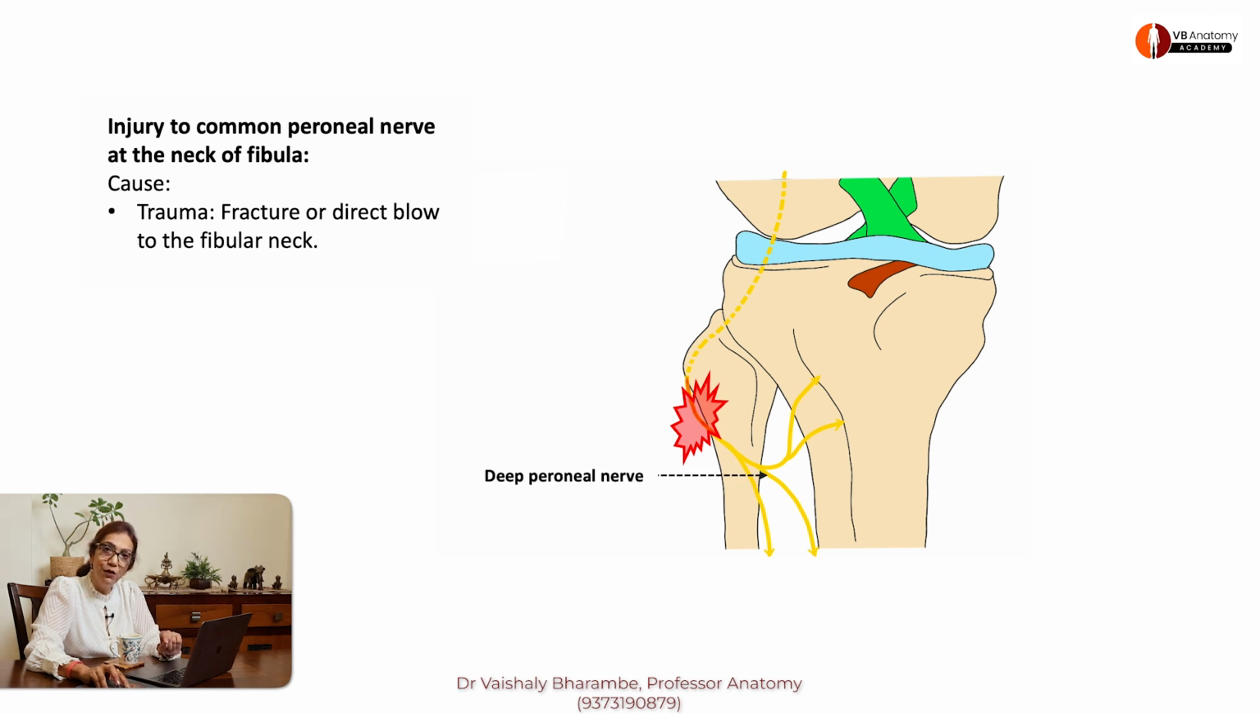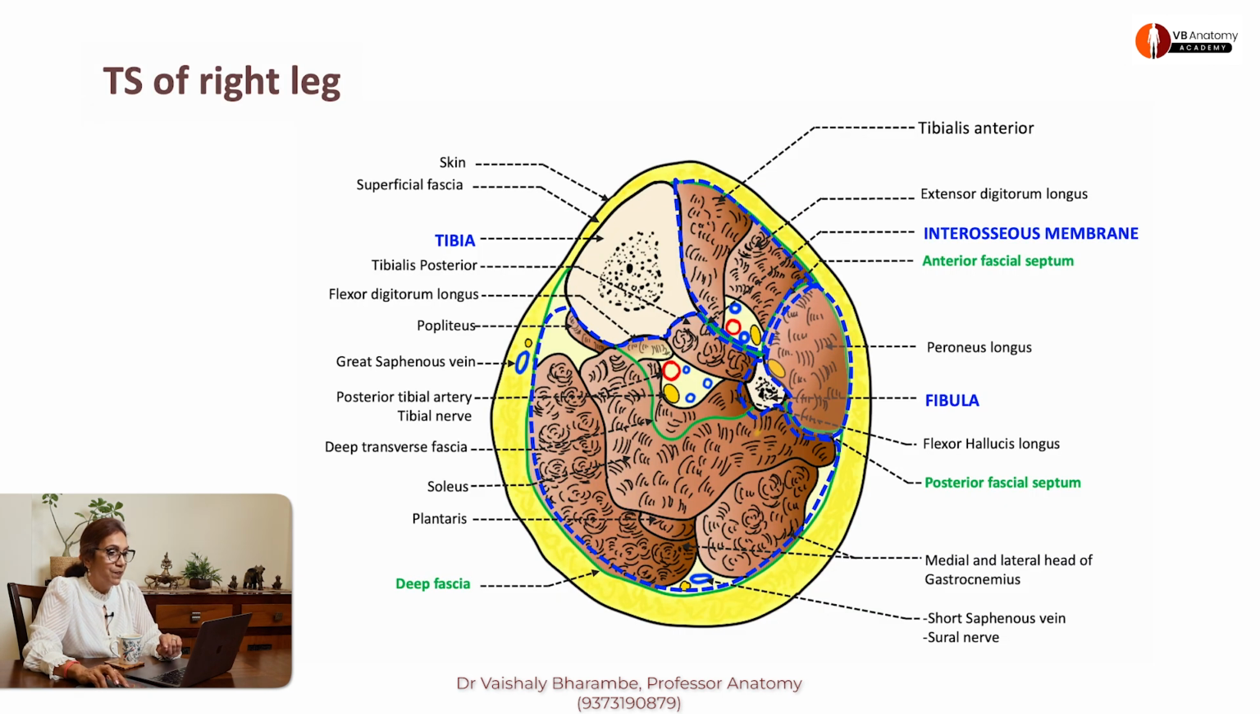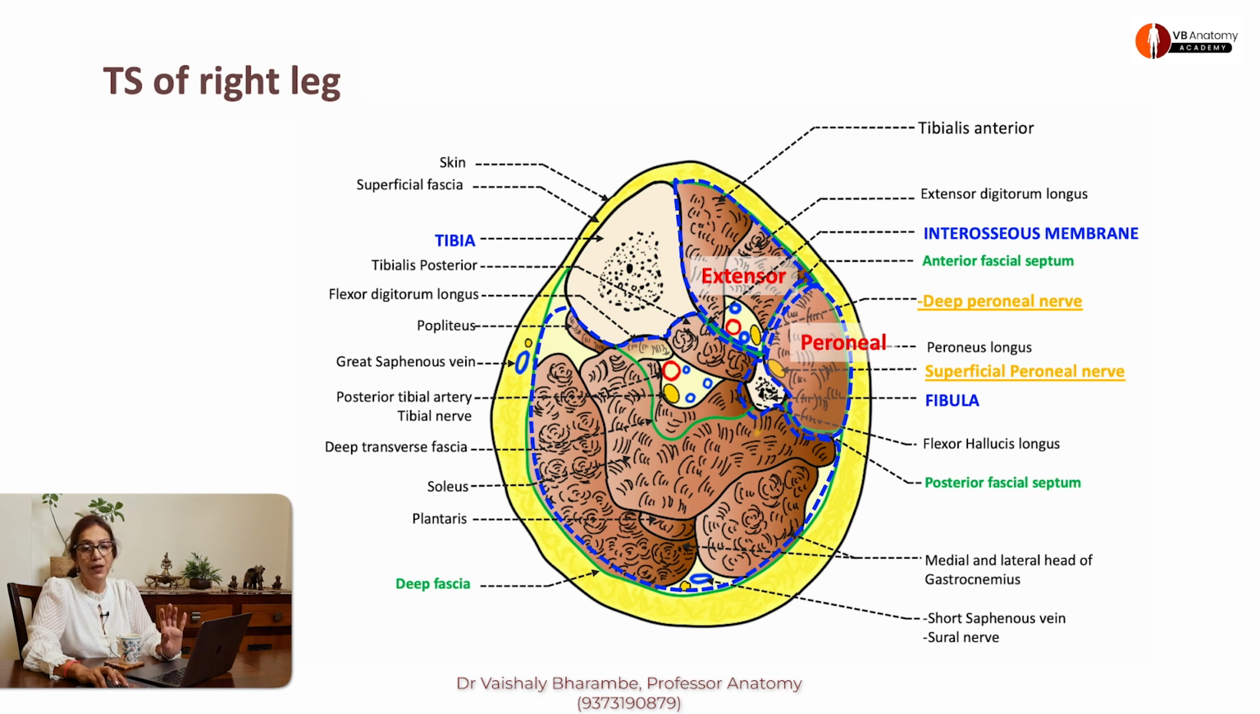The deep peroneal nerve will be cut, the superficial peroneal nerve will be cut, which are the two terminal branches of the common peroneal nerve. So, deep peroneal nerve supplies the extensor compartment. Superficial peroneal nerve supplies the peroneal compartment. So, that means which two compartments are gone? Extensor compartment is paralyzed, peroneal compartment is paralyzed.